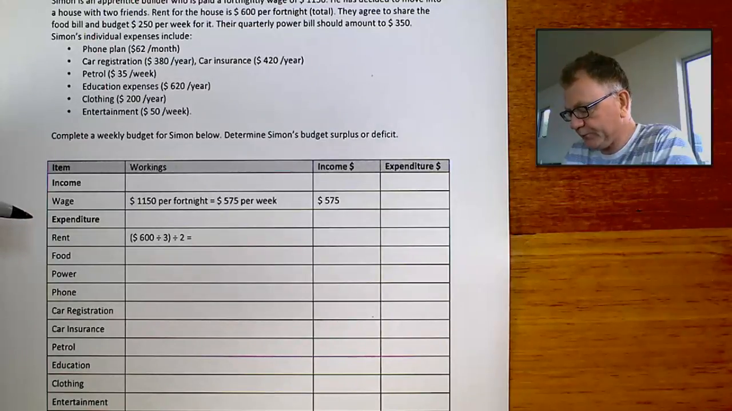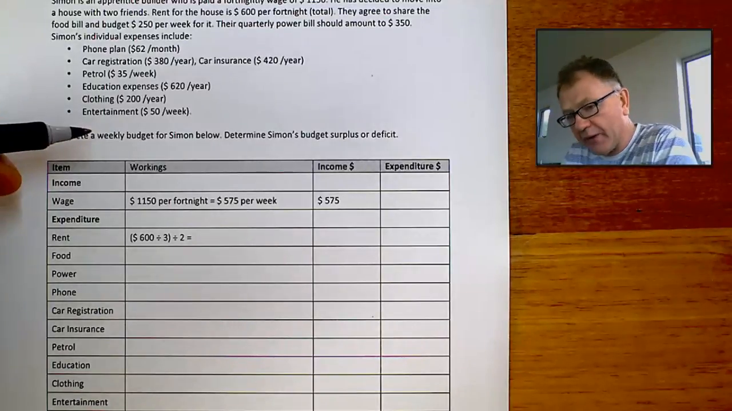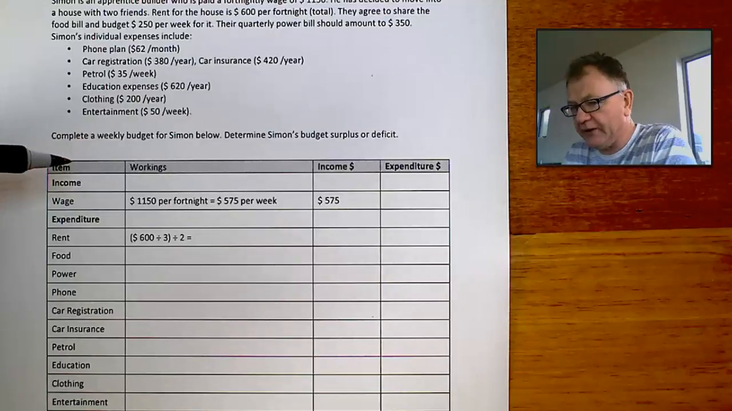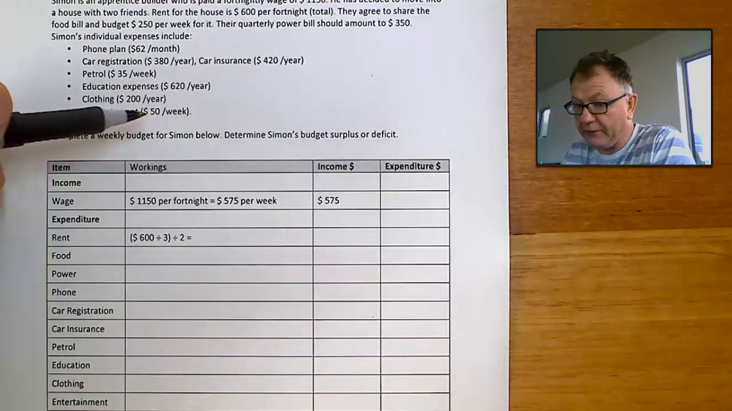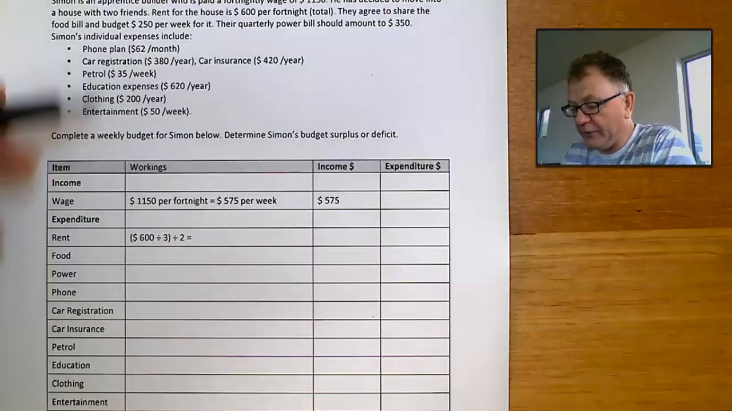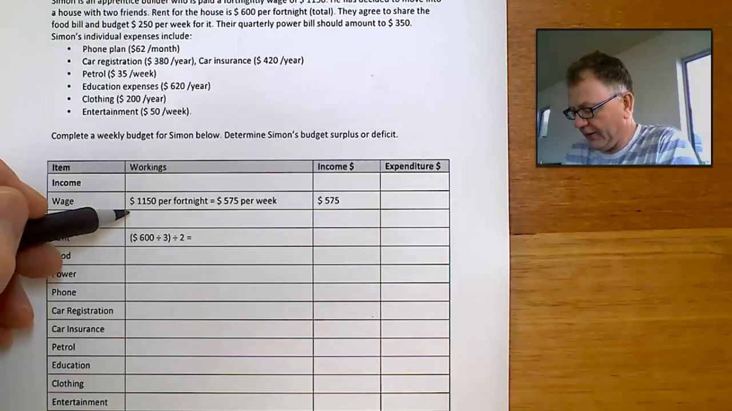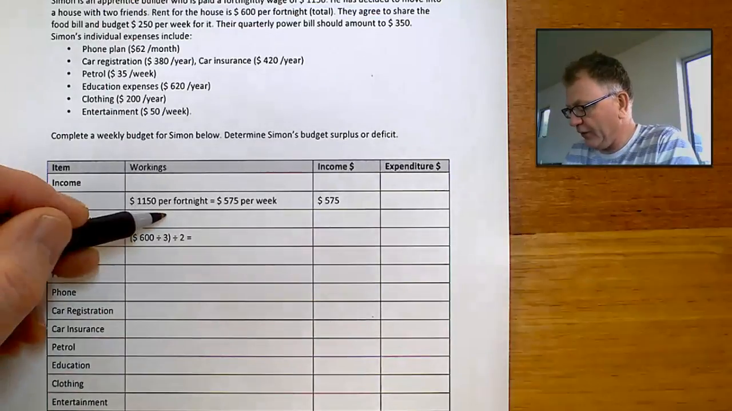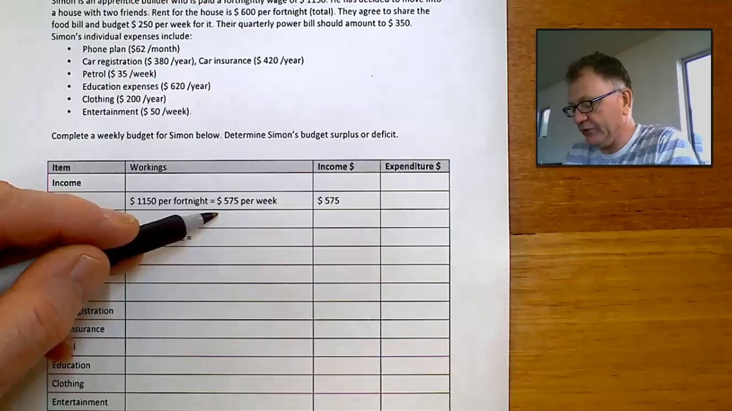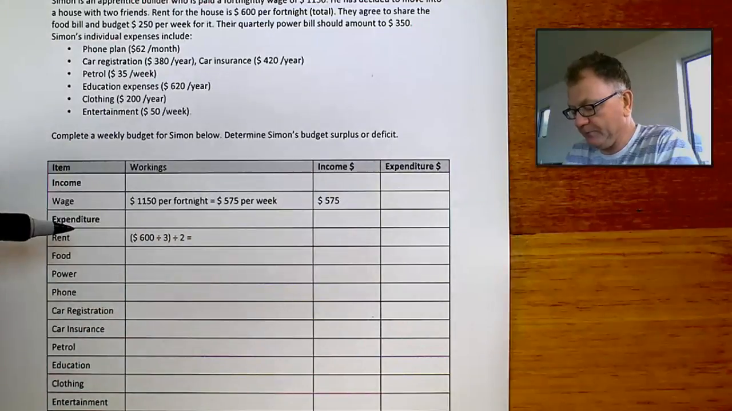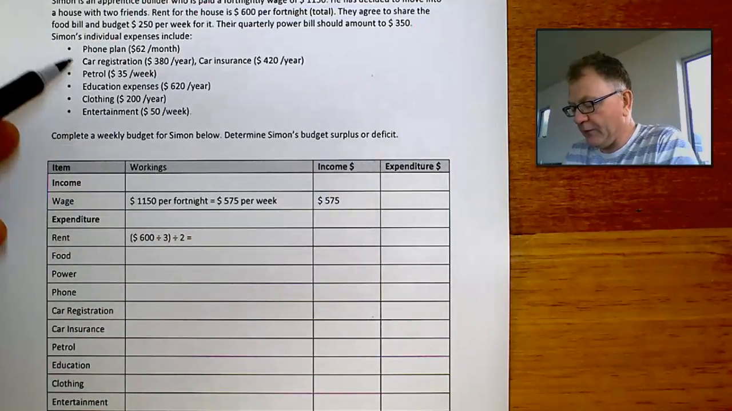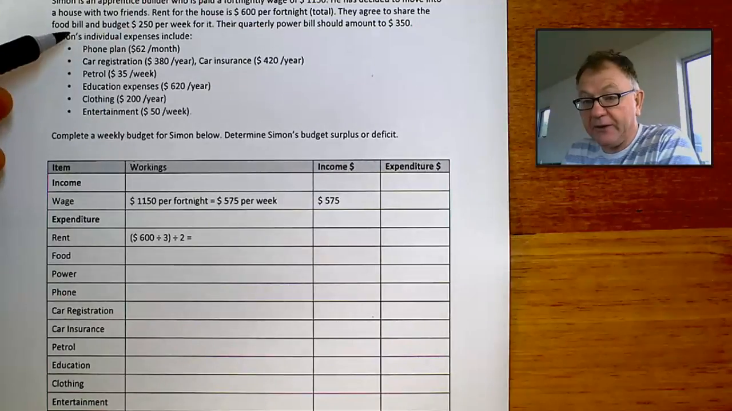So, first thing is his income is entirely made up of that wage, $1,150. But we're being asked to prepare a weekly budget. Now that's a fortnightly amount. So we have to, with all of these things, convert them firstly into weekly amounts. That's why here we've got 1,150 per fortnight, but we divide it by 2 to get the weekly amount. All the rest of the things here are expenses.